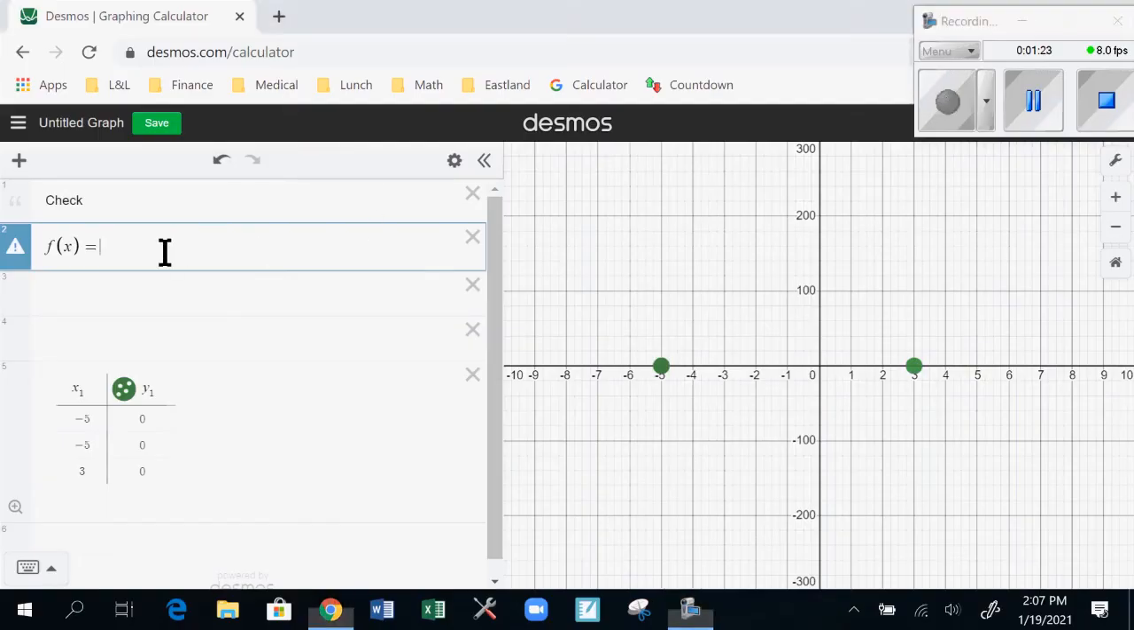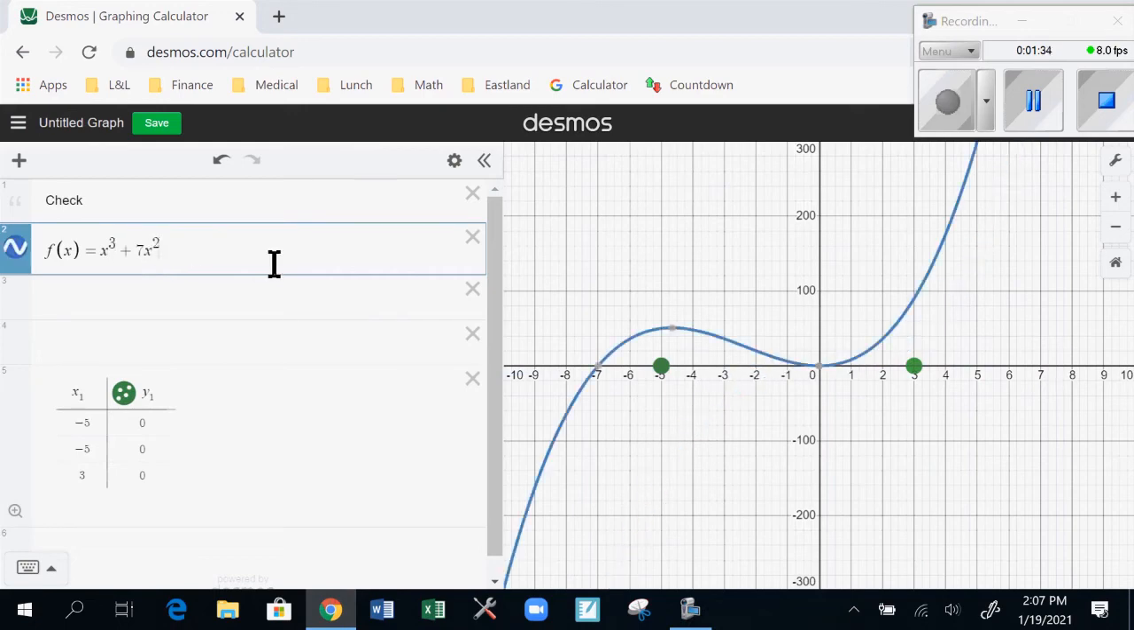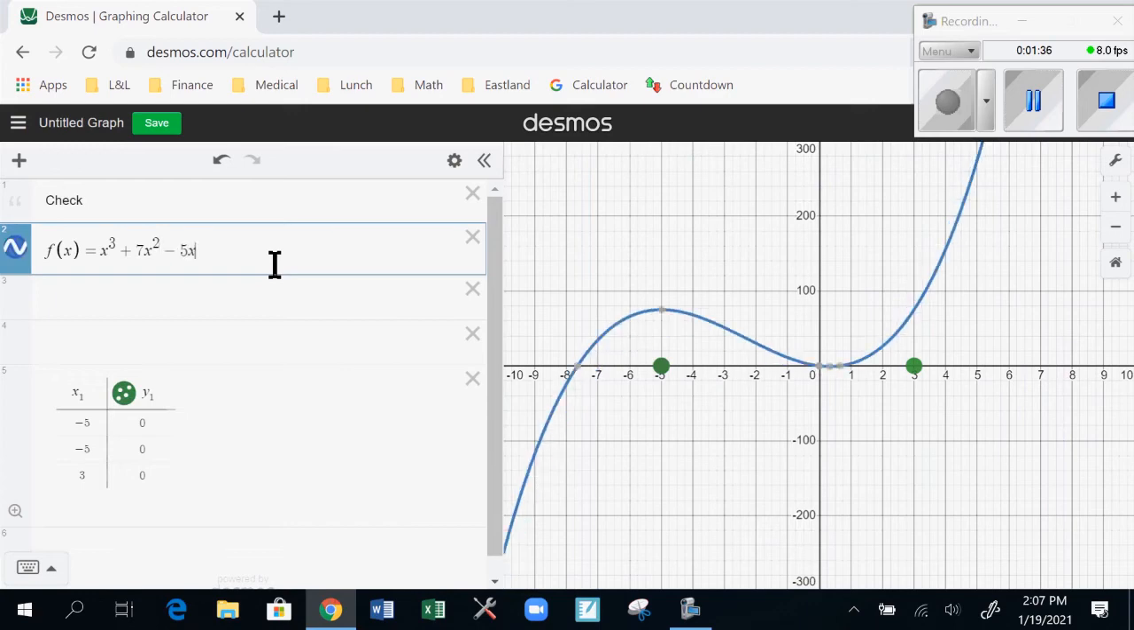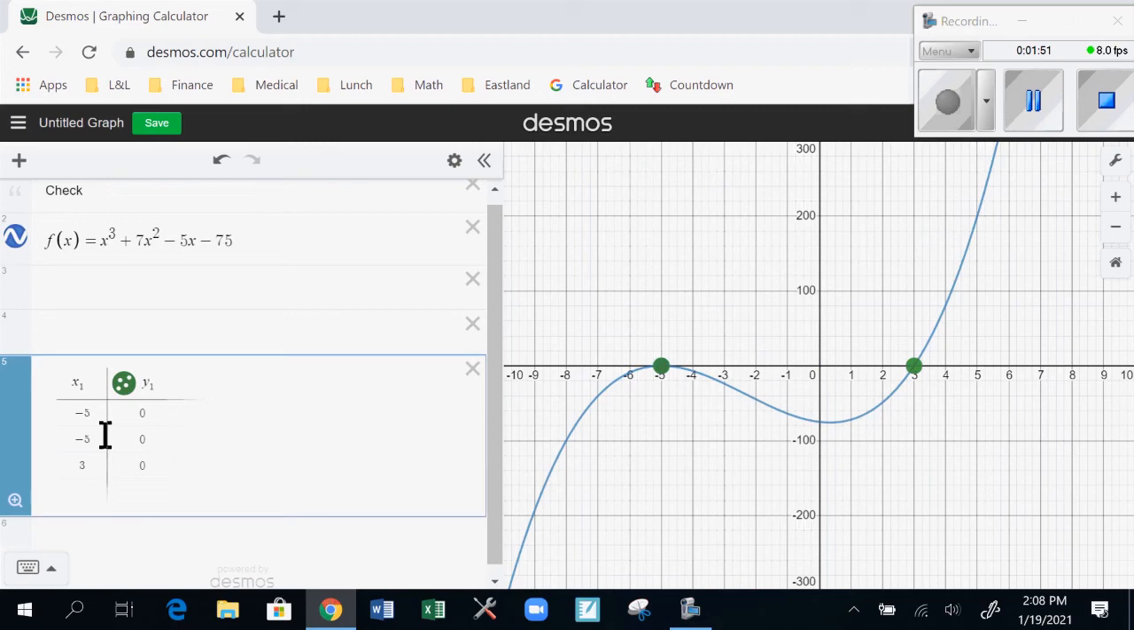Okay, and let's check that. We'll check our check problem on Desmos to make sure we did it right. We got an answer of x to the 3rd plus 7x squared minus 5x minus 75. And we can see right here that it absolutely works. The zeros are at -5, -5, and 3. Now something really interesting. Notice that the -5 shows up twice on the zeros list.